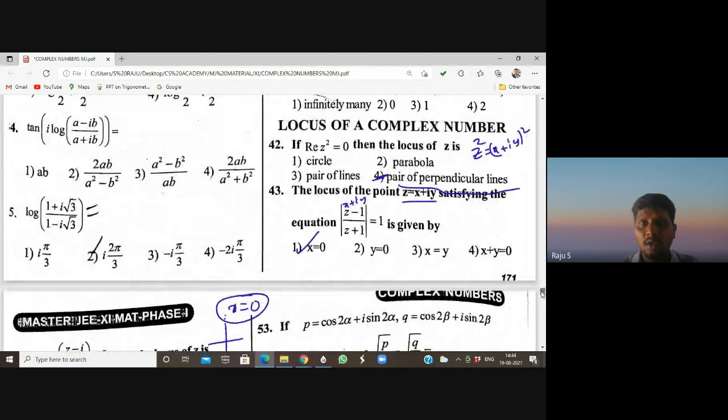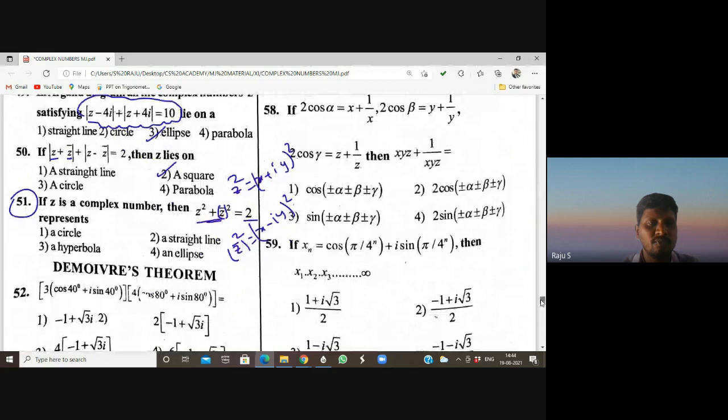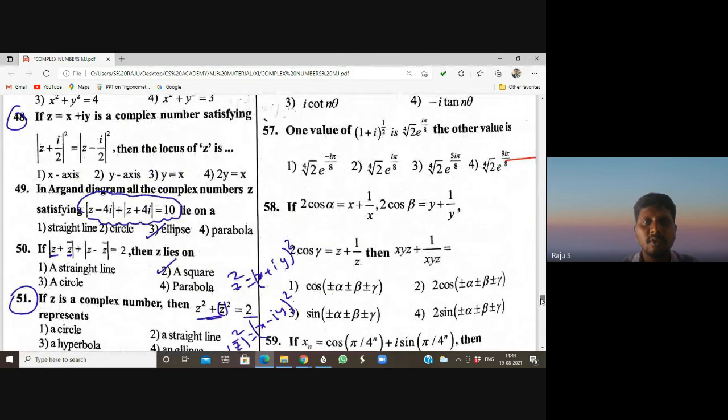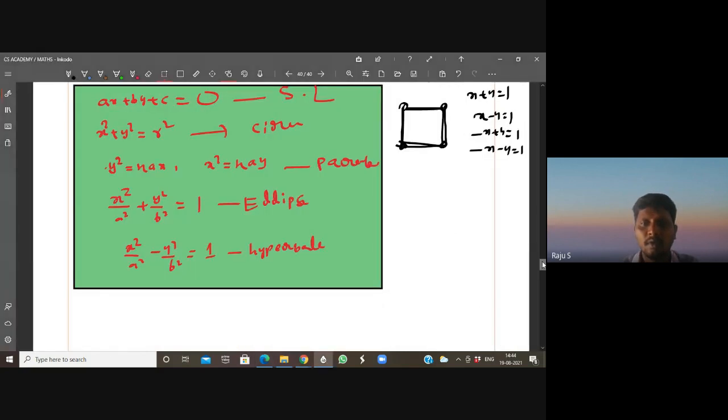Look here. Locus, from question number 40 to 51. Am I right, students? All right, so many questions are there here which belong to locus. Did you note it down? Equation of straight line, equation of circle.